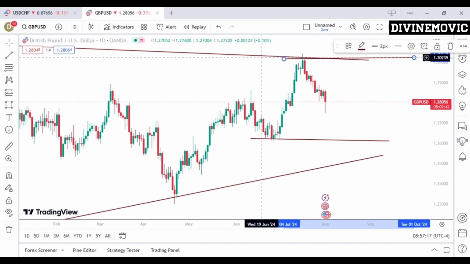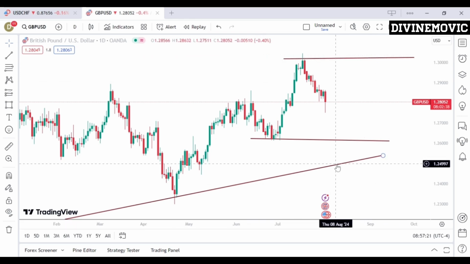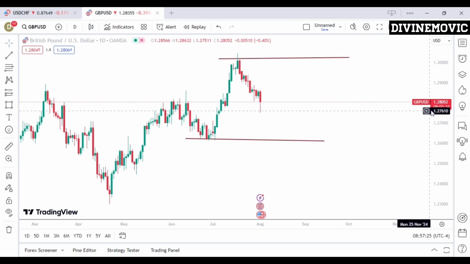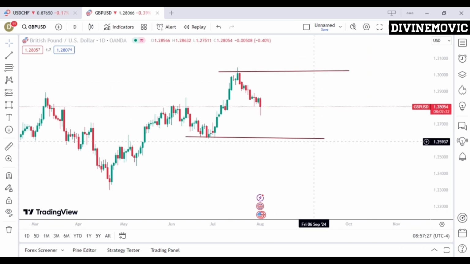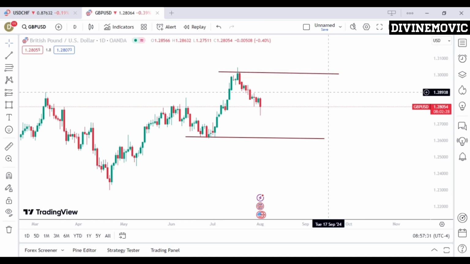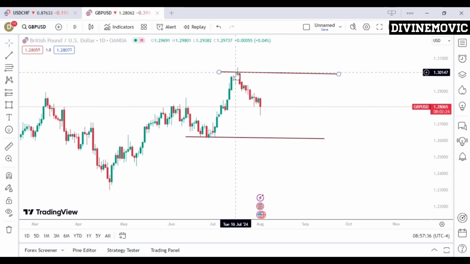Let me remove these two. Remove this other one too, so we'll not be having confusion. Remember, we've identified the key levels, and I'm saying to you that this point is the support key level, and here is the resistance key level. Our focus now is to understand what price is doing from this point up to this point, and be able to identify the demand zones and most likely supply zones in these key levels. And we want to do that on the 4 hours time frame.